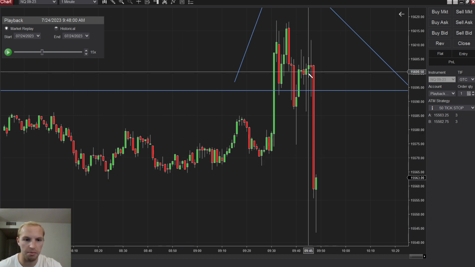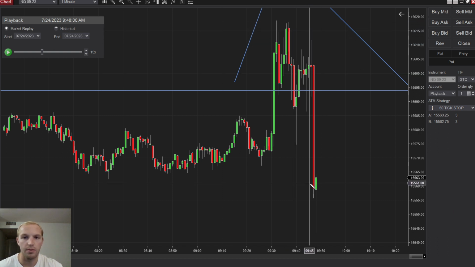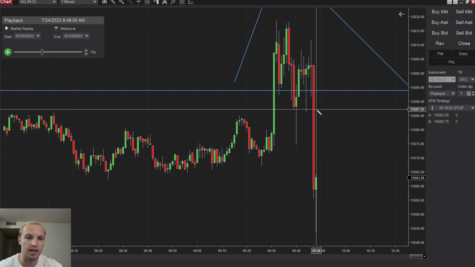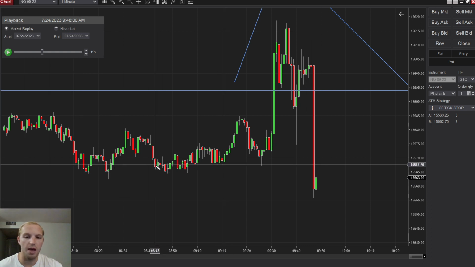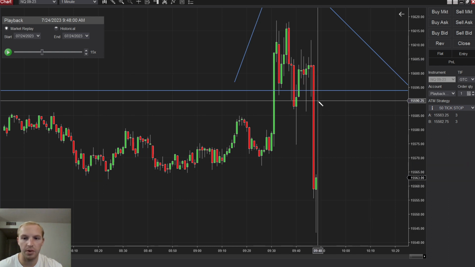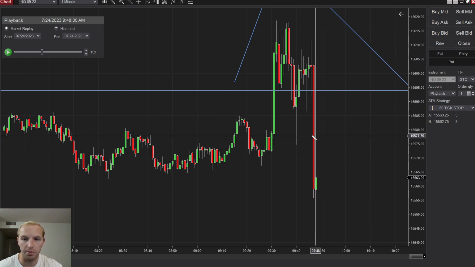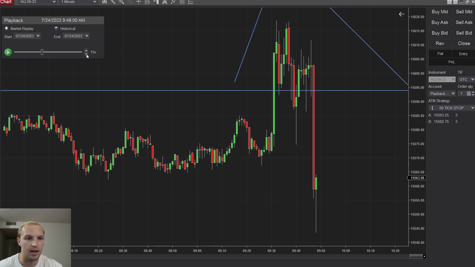So step one, we took liquidity. We waited to see if it was going to come back into range or if it was going to hold and bounce to determine if it was going to accept or not. We got this rejection. We came below these lows. That's called a market structure shift, where we come back below the lows of the range. Now we want to see it come back up a little bit into this gap and then short our way down.